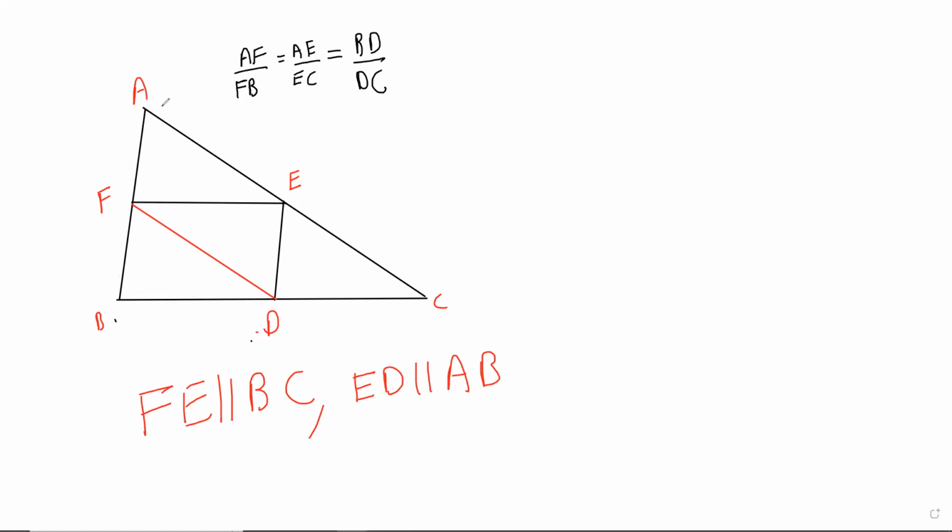AF by FP equals AE by EC. That's because FE is parallel to BC. And then this AE by EC is equal to BD by DC, because we start with AE and EC, so we have to go again bottom and EC. So then AF by FP is equal to BD by DC. Does it imply? No. That doesn't imply.